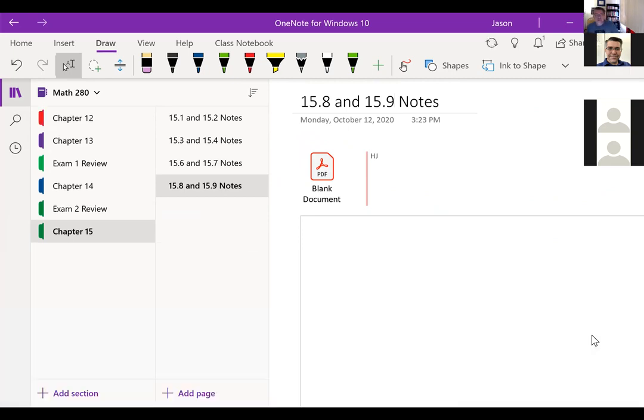Okay. So 15.8, 15.9. Let me do this before I forget. Let me go here. Actually, I don't need to do that. Let me go here. And I'm going to go here. I'm going to add an announcement.